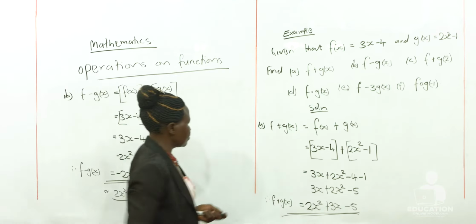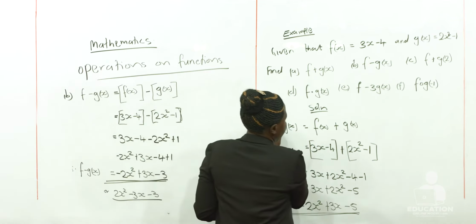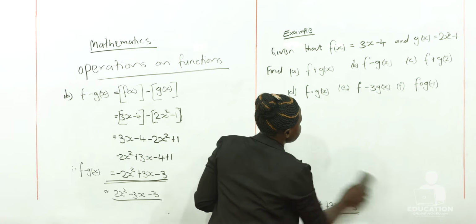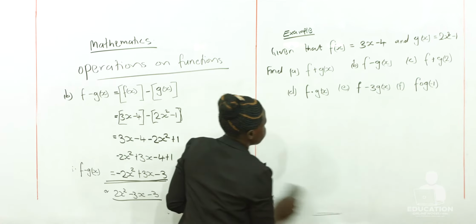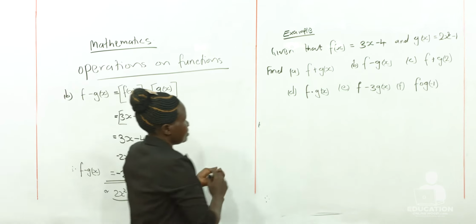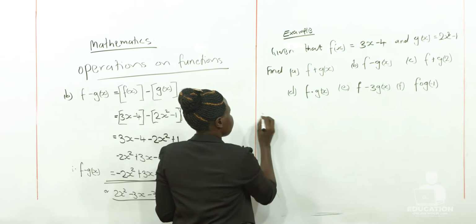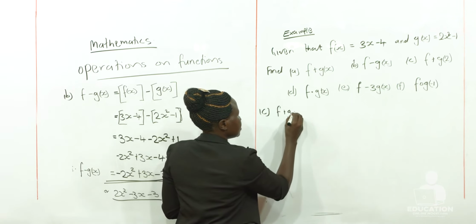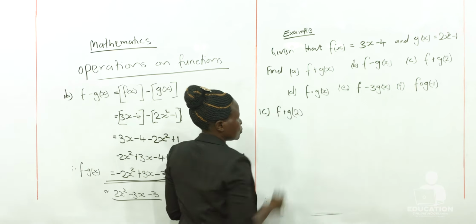And then now we come to part C. So part C says f plus g. Part C, f plus g when x is 2.